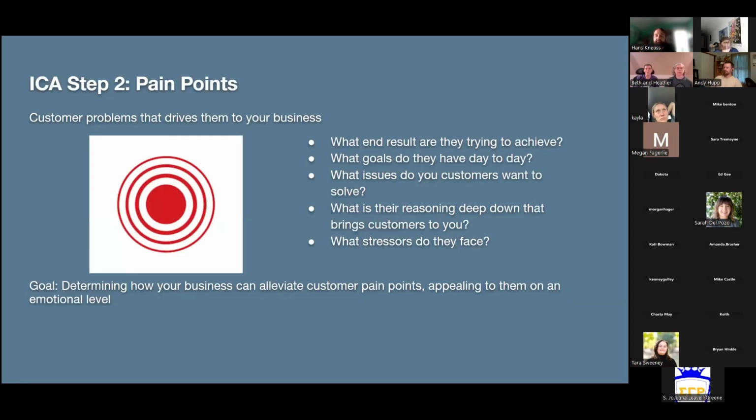Pain points is a big one. What problems would drive people to your business? What end results are they looking to achieve? What are their goals? What problem are you trying to solve? Sometimes it's hard to think about problems, but it could be a lot of different things. How do you make it as easy as possible to meet those pain points in their life? What stressors do they have, and how can you help alleviate them? Once again, you want to think about this so that you can appeal to customers on an emotional level.